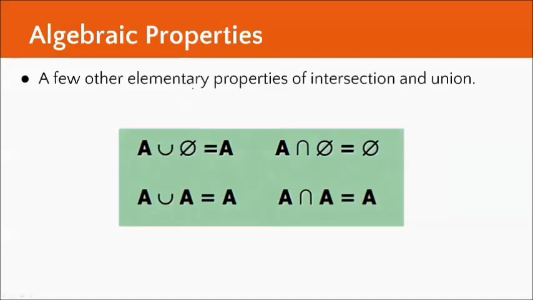A few other elementary properties of intersection and union. So again, don't forget about this law. When you say A union empty set is equal to A. When you say A intersection empty set, it means empty. And A union A is equal to A, and A intersection A is equal to A.